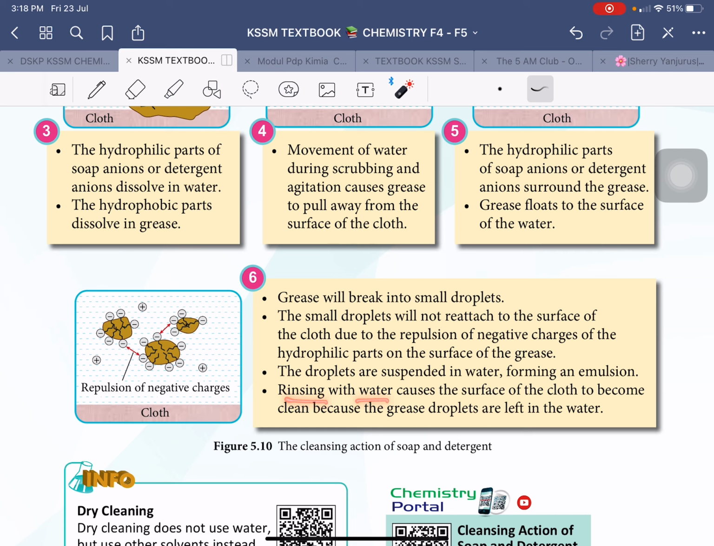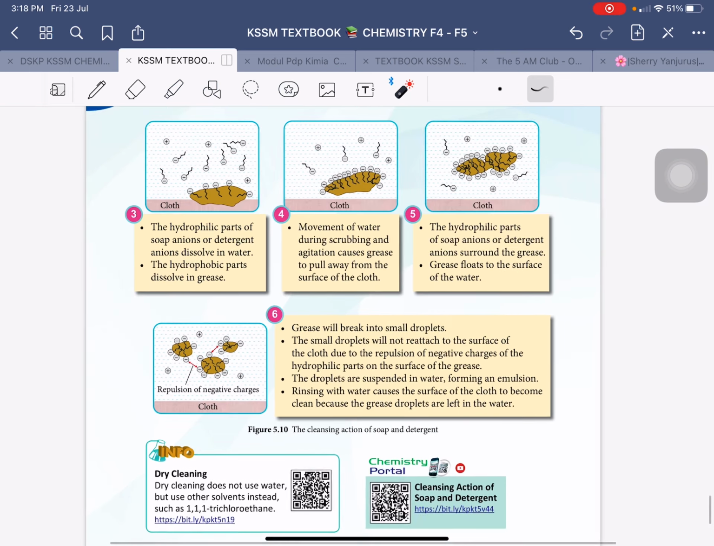Rinsing with water causes the surface of the cloth to become clean. Because, kenapa? When you rinse, you will leave the grease. Kamu punya grease droplets are left in the water. So the water, you just pour it away and then you will have a clean cloth. Begitulah ceritanya, the cleansing action of soap and detergent.